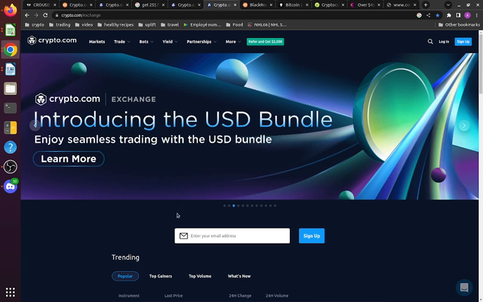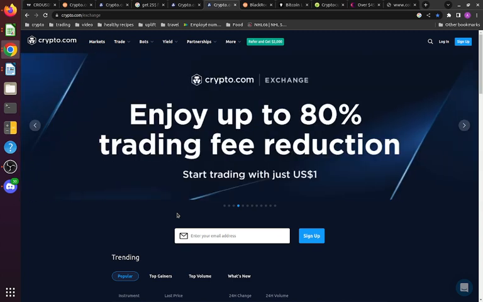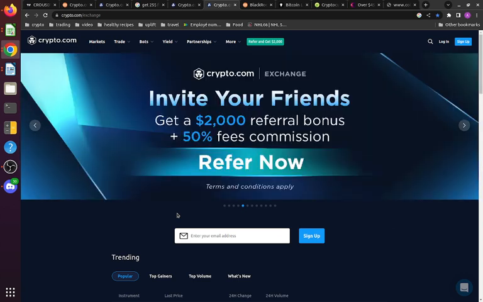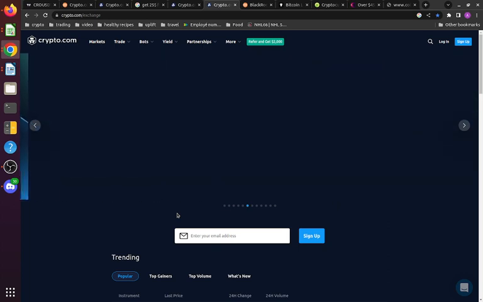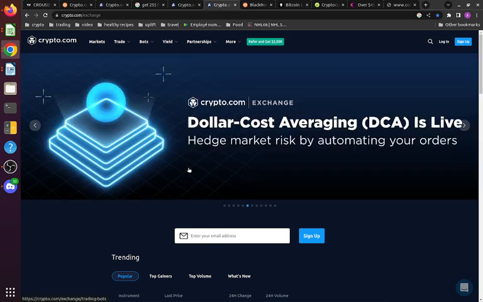So with the Crypto.com app, you can buy with your fiat. With the Crypto.com exchange, you cannot. It means if you're using the exchange, you need to have some crypto already. When you transfer from the Crypto.com app to the Crypto.com exchange, that's free, so there are no transaction fees.